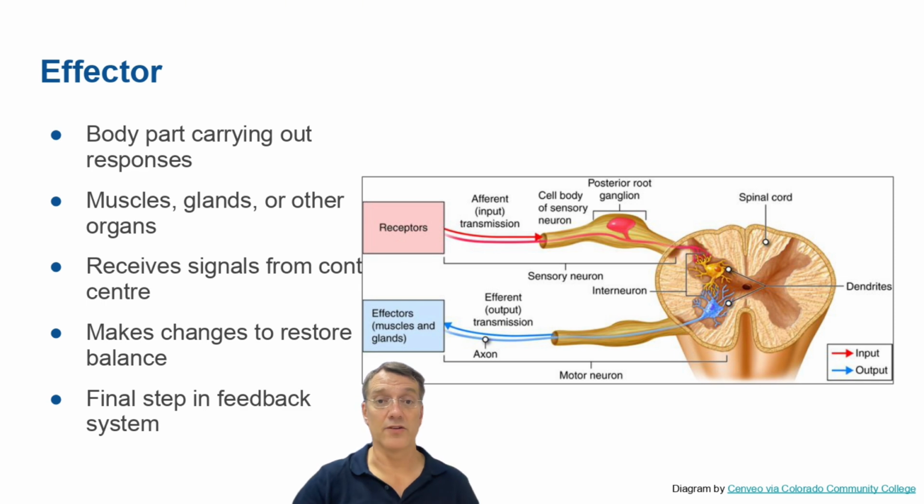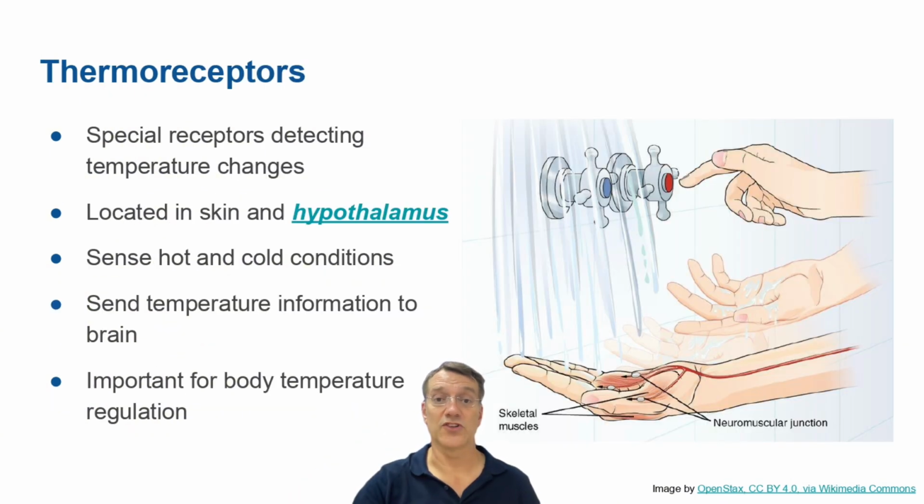Effectors are body parts that carry out responses to restore balance. These include your muscles, glands, and other organs. Effectors receive signals from your control center and they make changes to restore balance. They represent the final step in your feedback system. The diagram shows how sensory input travels to your spinal cord, gets processed, and then output signals travel to the effector muscles and glands.